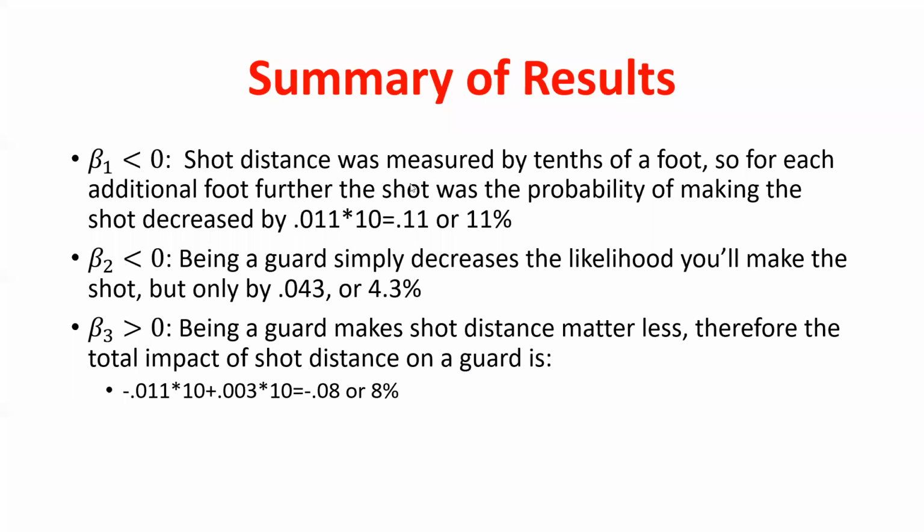So the effect for a non-guard, or maybe a center, would be that moving back from the rim by a foot decreases the shot probability by 11%, but only decreases it by about 8% for these guards. Okay. Any questions on that?